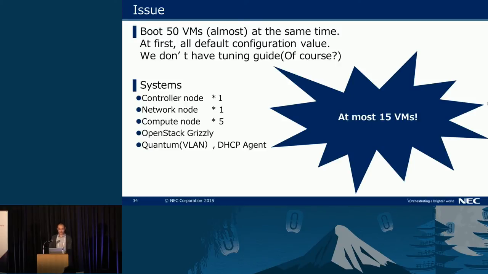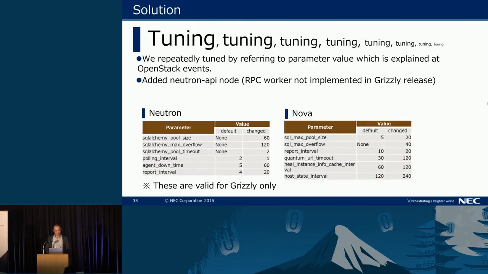Next, let me talk about an issue. I ran a performance test, booting 50 VMs almost at the same time. Several companies have explained tuning parameters at events, but I couldn't understand which parameter combinations were valid for our environment. So at first, we used all default values, but at most 15 VMs could be booted. So, the solution: we repeatedly tuned by referring to the parameter values explained at OpenStack events, for 3 weeks.